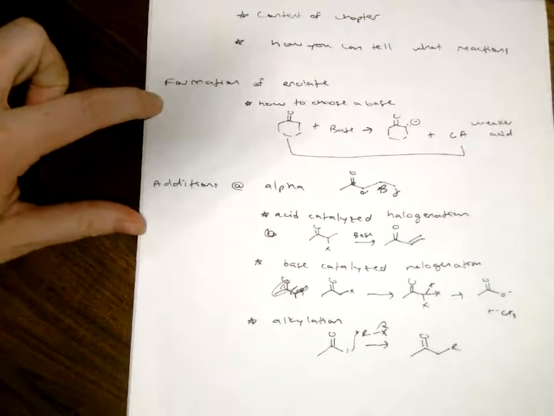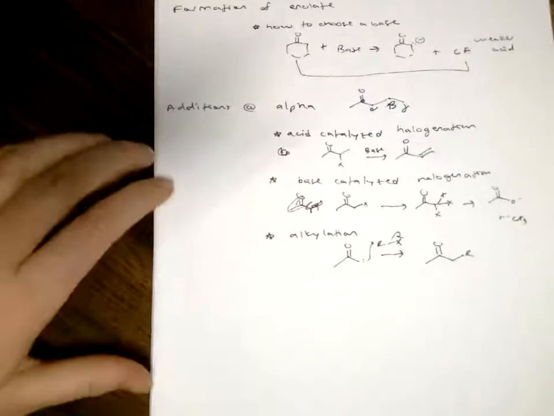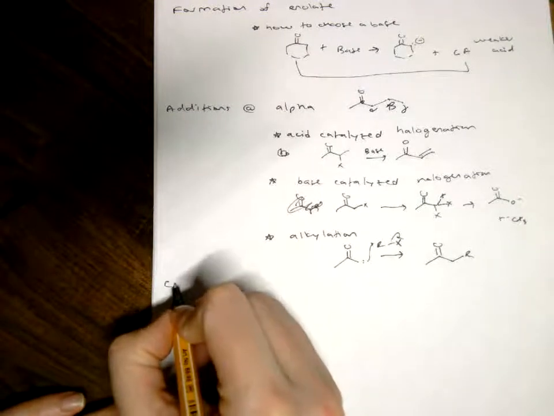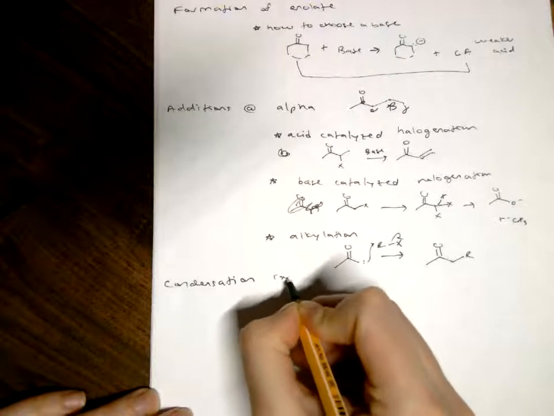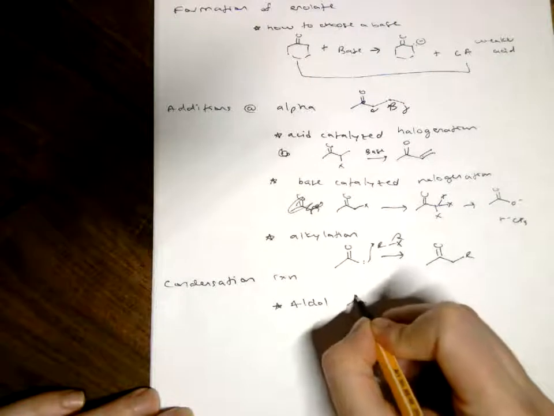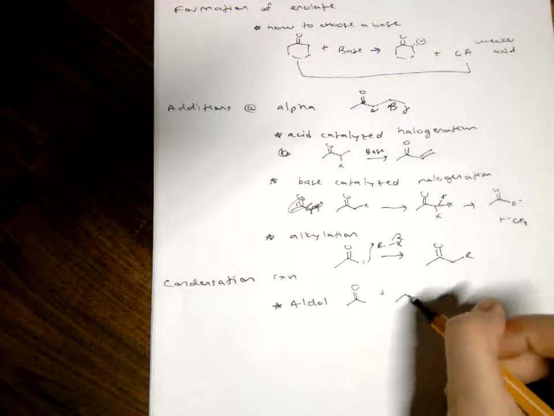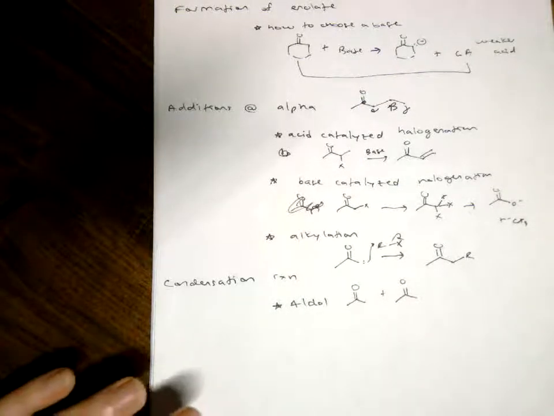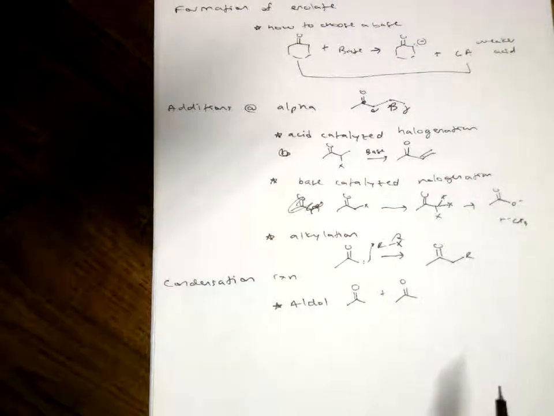So we've gone over formation of enolate, how to choose a base, which one's the most stable, and then we went over additions at the alpha, and then we have some condensation reactions. So for condensation reactions, we have aldol, which can happen with ketones or aldehydes reacting with themselves, or with another ketone or aldehyde. So that's the biggest thing about aldol condensation is that it's reacting with another ketone.